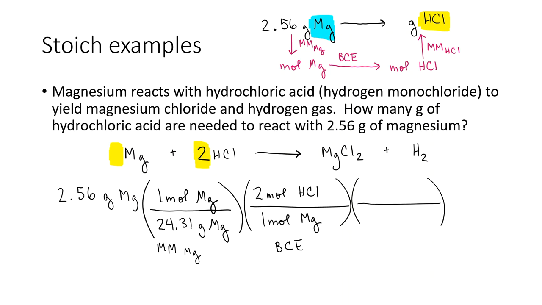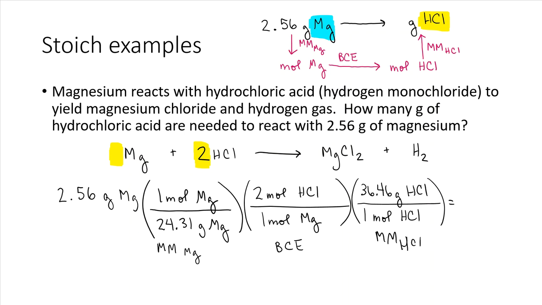And then last but not least, we're going to use the molar mass of hydrochloric acid. 1 mole of hydrochloric acid weighs 1.01 plus 36.46 grams. Again, that's the molar mass of hydrochloric acid.